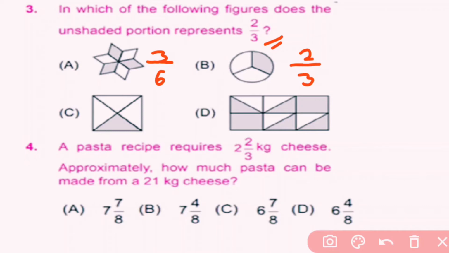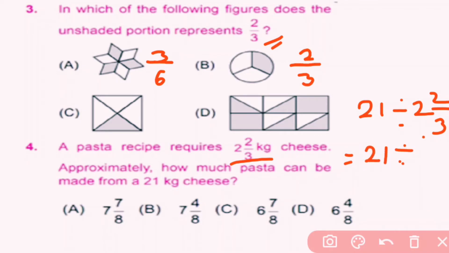Question number 4. A pasta recipe requires this much kg of cheese. Approximately how much pasta can be made from 21 grams of cheese? So here the quantity of pasta is equal to 21 divided by this kg of cheese.